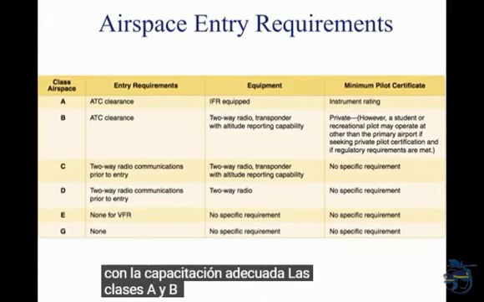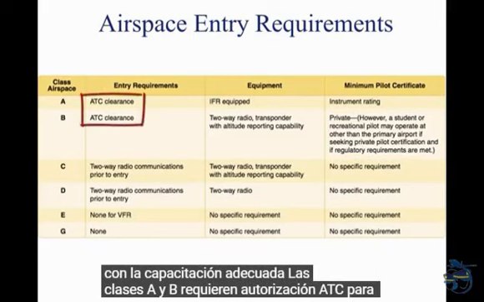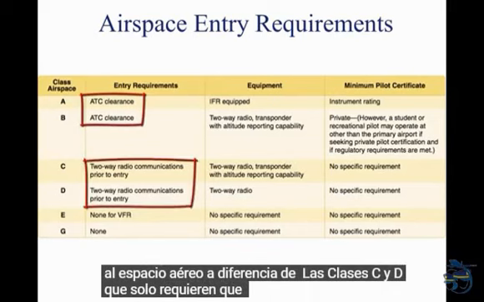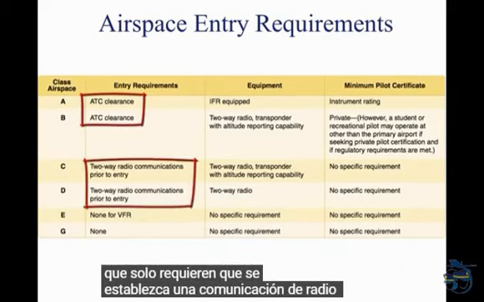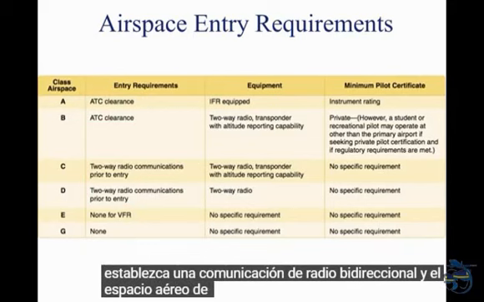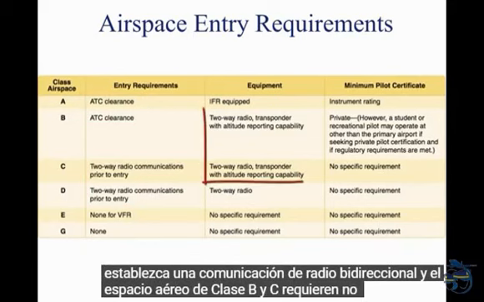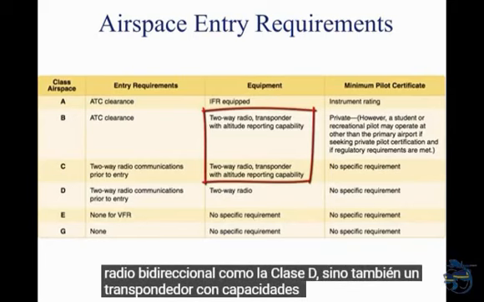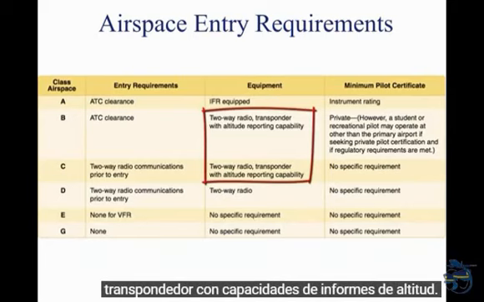Class A and B both require ATC clearance into the airspace, unlike Class C and D, which only require two-way radio communication be established. And Class B and C airspace require not only a two-way radio like Class D, but also a transponder with altitude reporting capabilities.